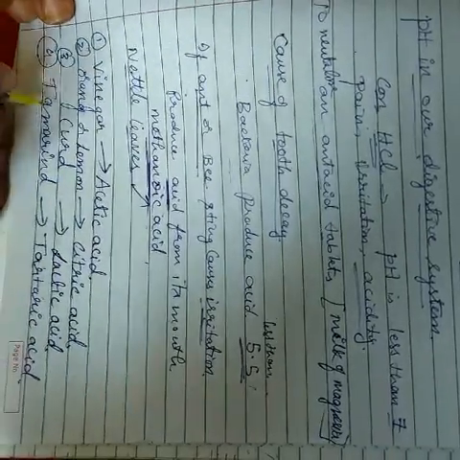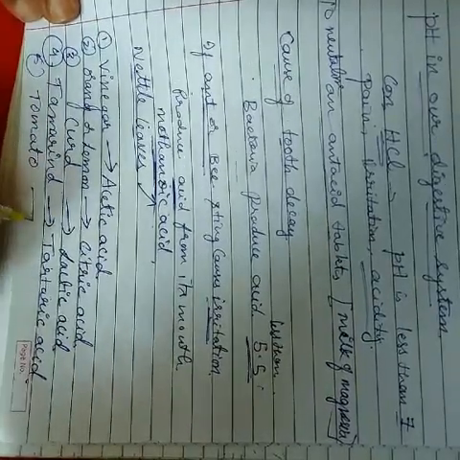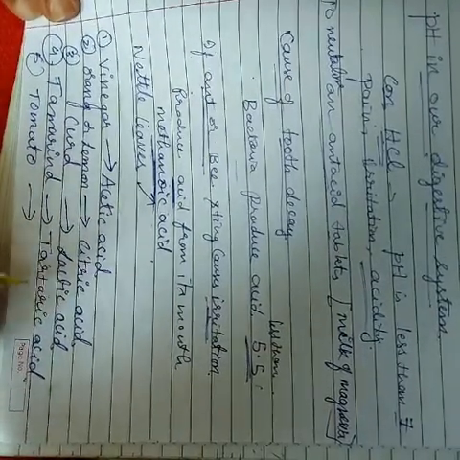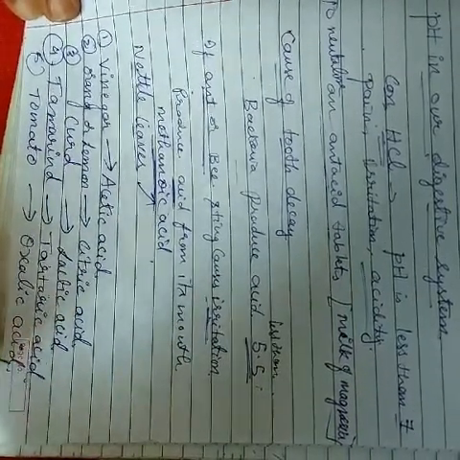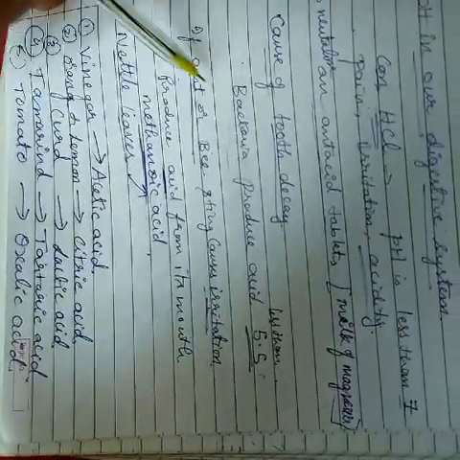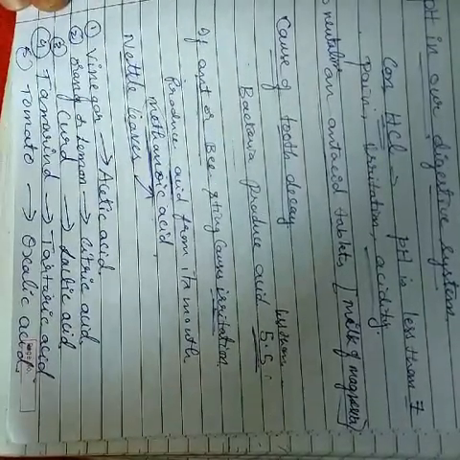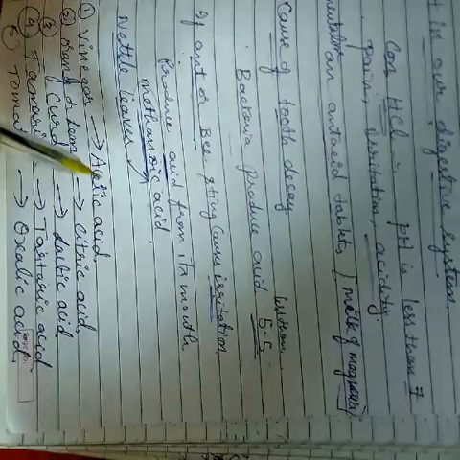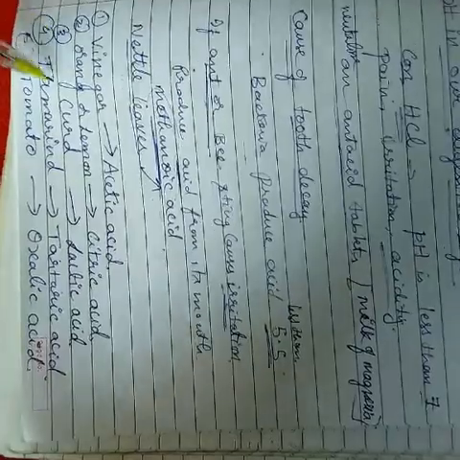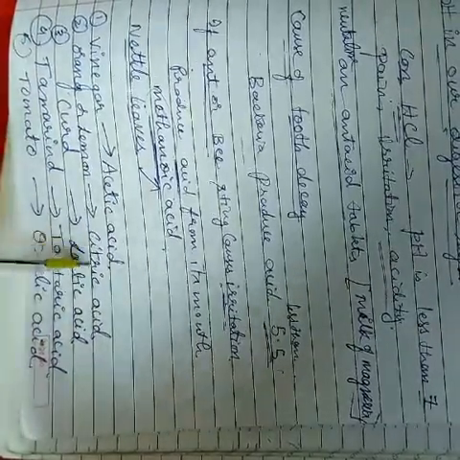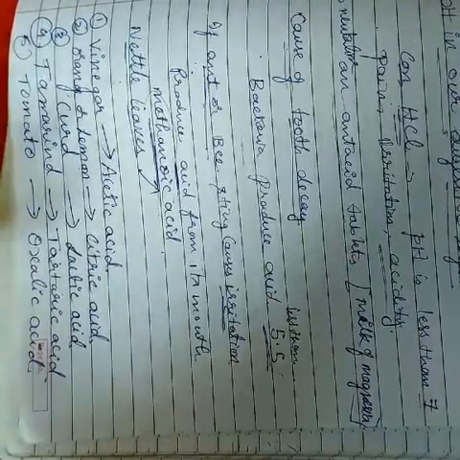And tomato and spinach consist of an acid called oxalic acid. I already told you that ant and nettle stings consist of methanoic acid. These are the names given in my book, the natural sources: vinegar consists of acetic acid, orange and lemon consist of citric acid, curd has lactic acid, tamarind has tartaric acid, and tomato has oxalic acid.